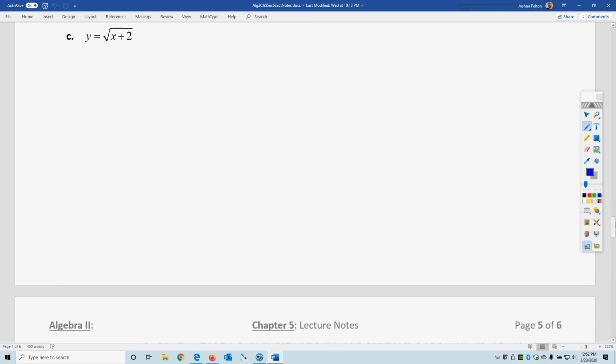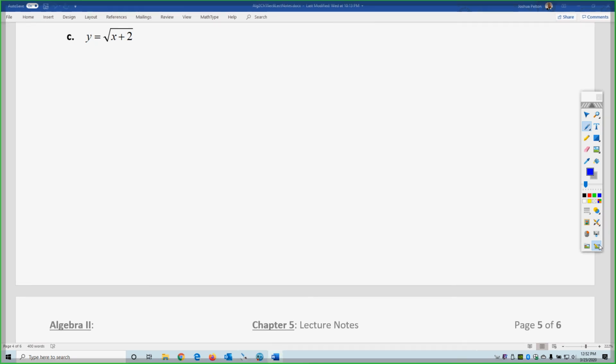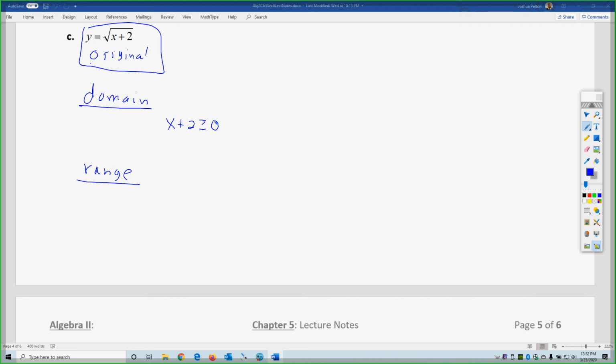This is an even root. So again, anytime there's an even root or even power, we're going to have restrictions and problems. So this is the original. So domain and range. So last time I checked, x plus 2 must be greater than or equal to 0 because it's an even root. Can't be negative. So minus 2, x is greater than or equal to negative 2. So I'm negative 2 or greater, which means I can be negative 2, but I can't get to infinity.